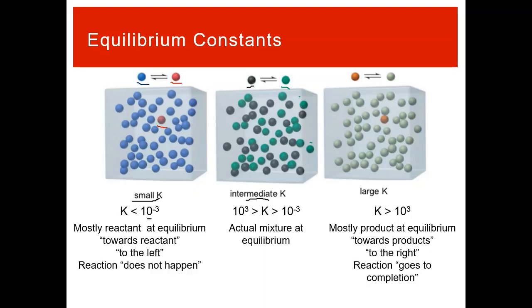And then finally, if you have really large values of K, so say something larger than 1,000, in that case you put your reactants in your box, you let them react, and you get mostly product. Now, that being said, there will potentially be some reactant still present. The reaction does go towards products, to the right. The reaction goes to completion.